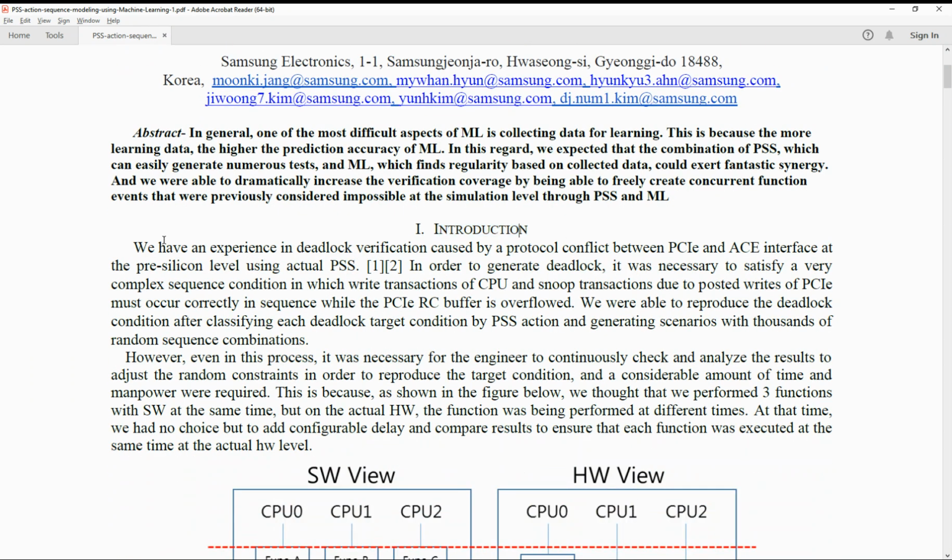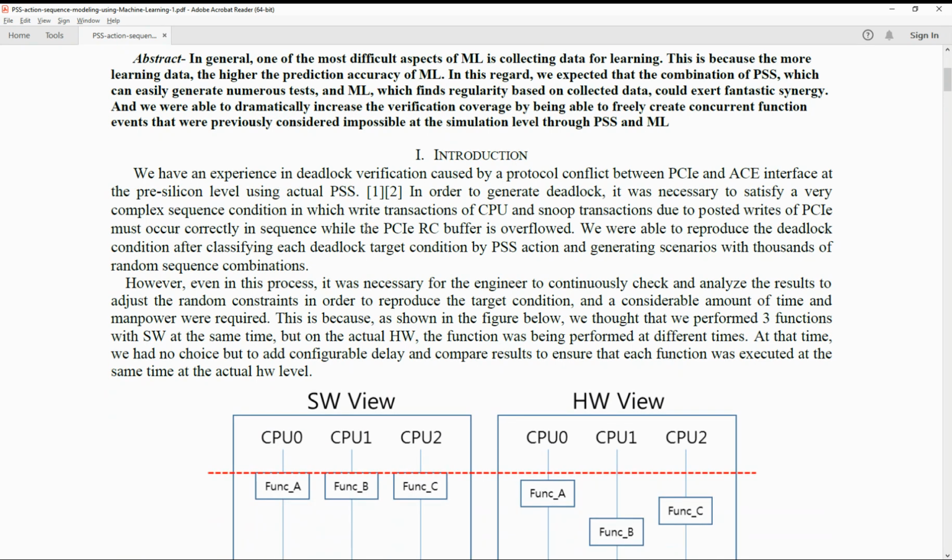Introduction. We conducted experiments on deadlock verification caused by a protocol conflict between PCIe and ACE interface at the pre-silicon level using actual PSS. In order to generate a deadlock, it was necessary to satisfy a very complex sequence condition in which a write transaction of the CPU and a snoop transaction to the posted write of PCIe must occur correctly in sequence while the PCIe RC buffer is overflowed.